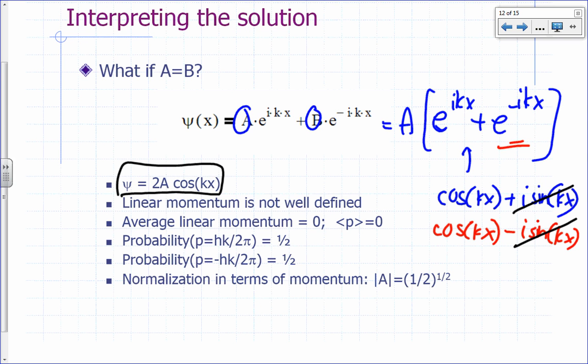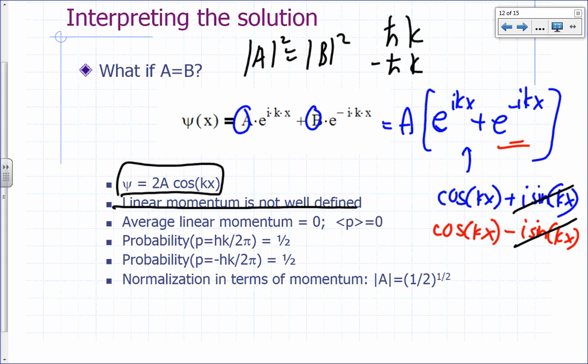Right? So you're saying here, okay, A and B, that means A squared and B squared are equal. There's an equal chance that the momentum is going to be h bar k and negative h bar k. 50-50. 50% chance that the particle is moving to the left, 50% chance the particle is moving to the right. Okay, so your momentum is not well defined anymore. You know the magnitude is h bar k, but you don't know the direction. The average linear momentum is, in fact, you can show that to be equal to 0.